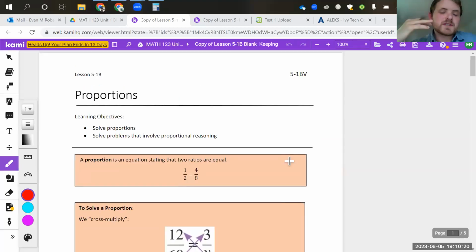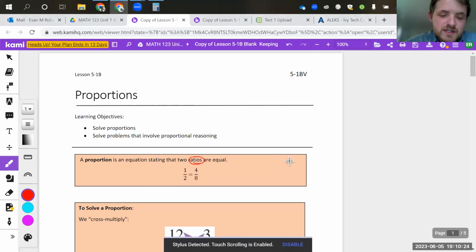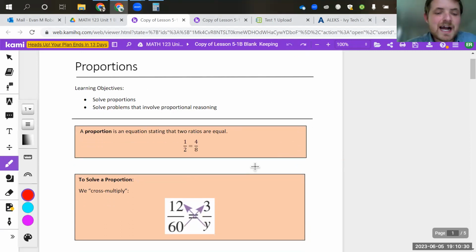So as we look at proportions, there are essentially two ratios. If ratio just meant fraction, proportion is two equal ratios or two equal fractions. And so what happens is a lot of times one part of the fraction will be missing and we have to do something to solve it.